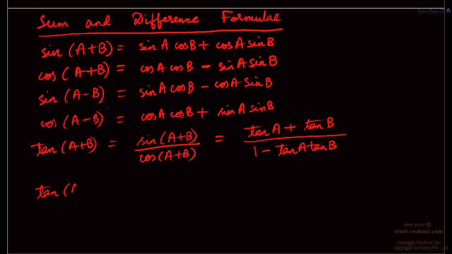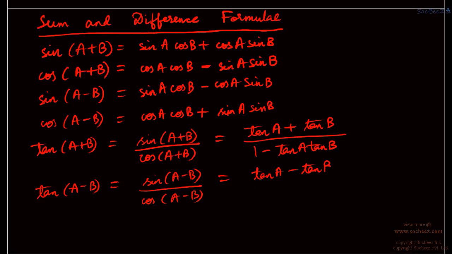And similarly, tan of a minus b can be found out by sin of a minus b by cos of a minus b. Or it can be found by just putting b equal to minus b here. We again know that tan of minus b is equal to minus tan b. So we just get tan a minus tan b over 1 plus tan a tan b.